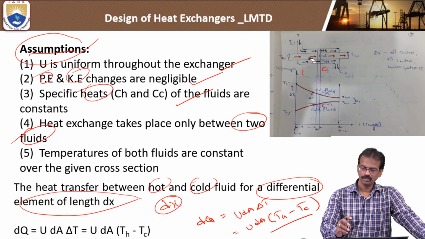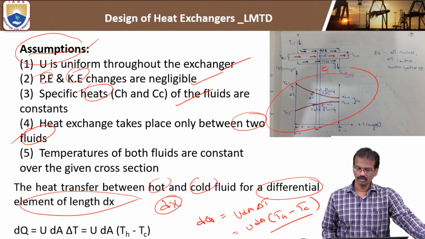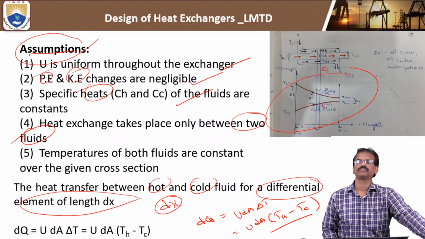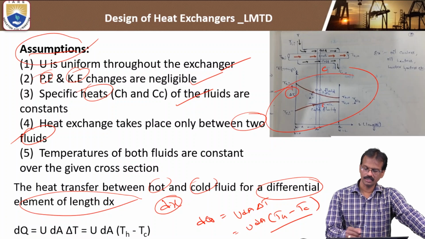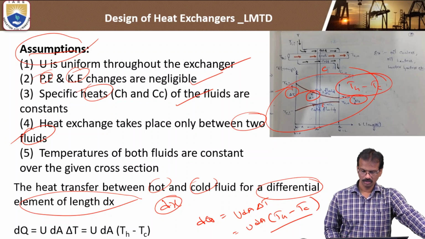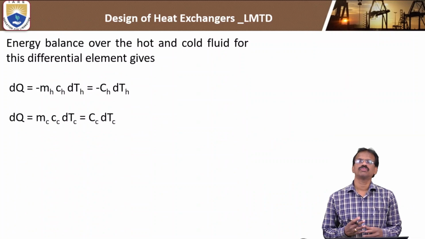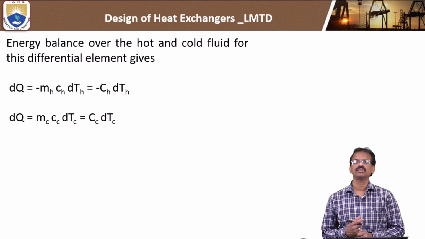Okay. So this is the graph for the cold fluid temperature, parallel flow heat exchanger. This is the delta T1, this one is the delta T2, this is the delta T. Delta T is nothing but TH minus TC. Okay. Now we'll see the energy balance over the hot and cold fluids for this small elemental area.